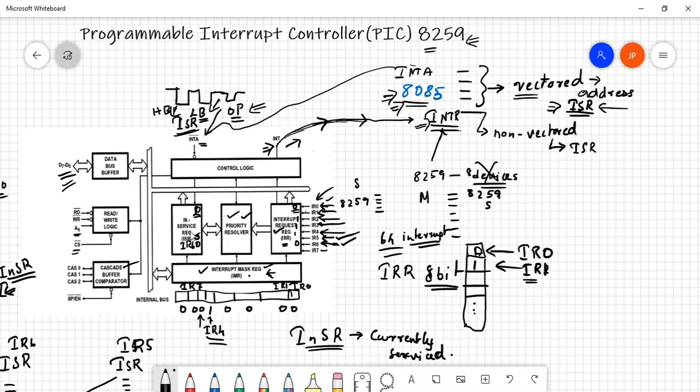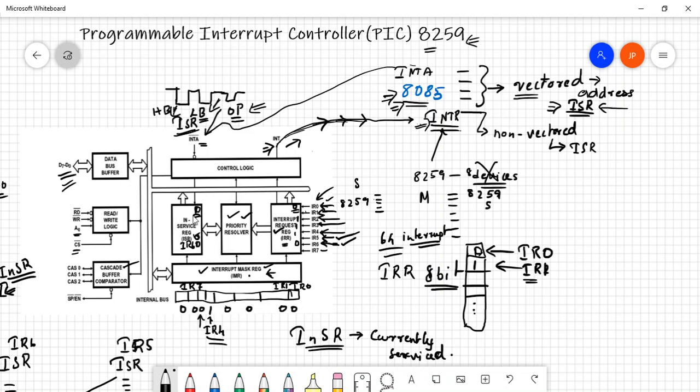Finally, it checks the in-service register. In the in-service register, it checks which interrupt is being serviced currently. If an interrupt of higher priority is being serviced, it does not give the interrupt signal. If an interrupt of lower priority is being serviced, then it will give the interrupting signal to 8085. If there are no interrupts being serviced, then definitely it gives the interrupt signal to 8085.